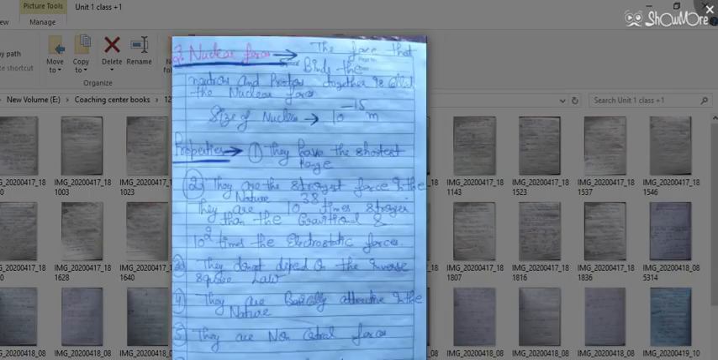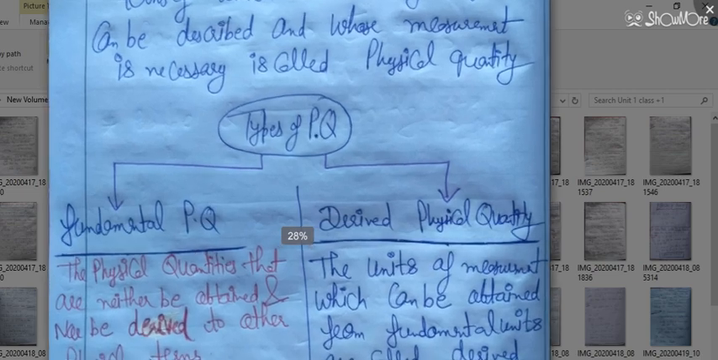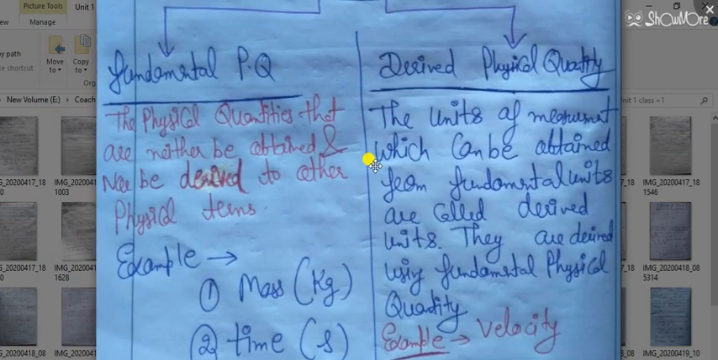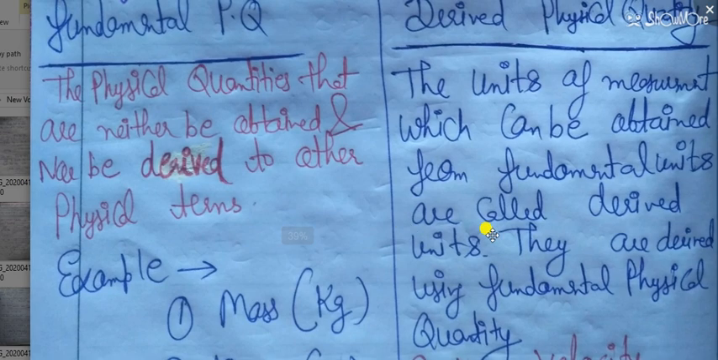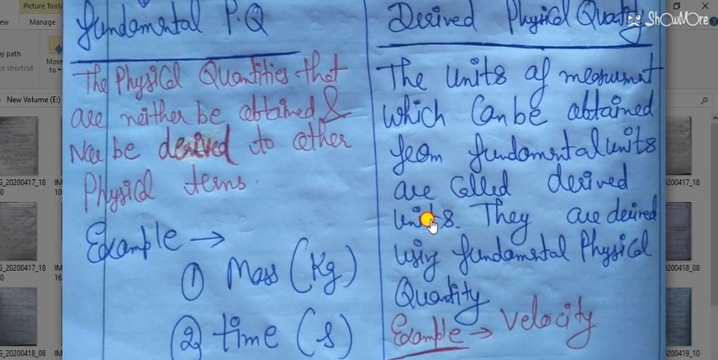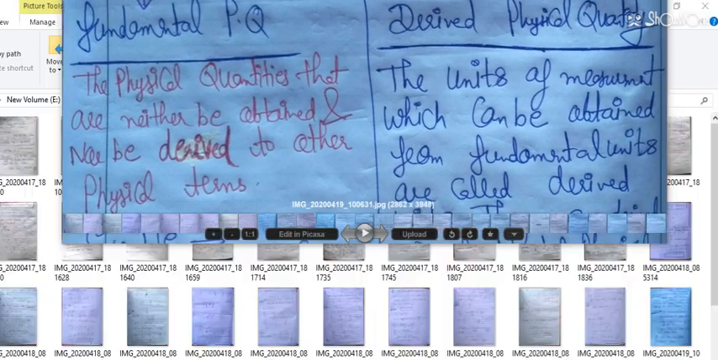So students, we were at physical quantities, and I was discussing the fundamental and derived physical quantities. So fundamental physical quantities are those which cannot be further divided.